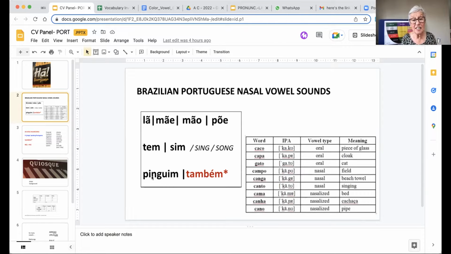Or, yeah, other words that end with M. We can have an N. It doesn't matter where it's located. It could be in the middle of the word or at the end of the word, like pinguim. That's what we do. It's nasal. Ning, ning, ning. And também is another example.